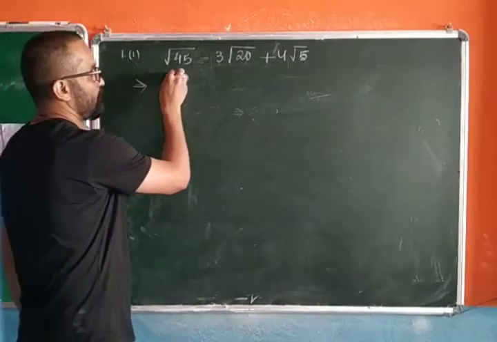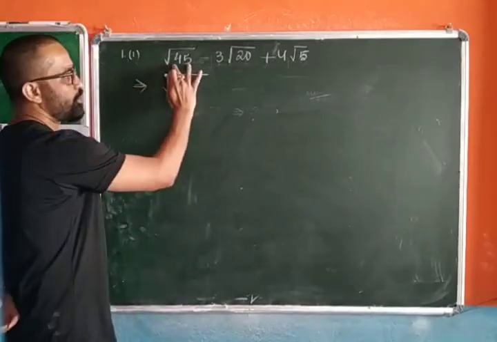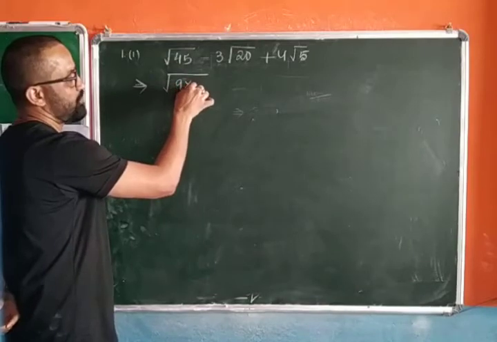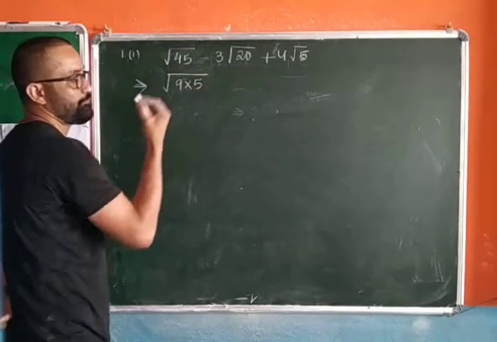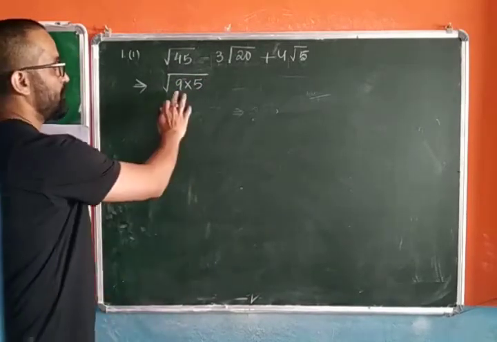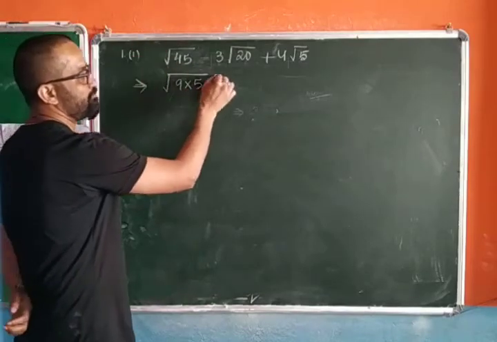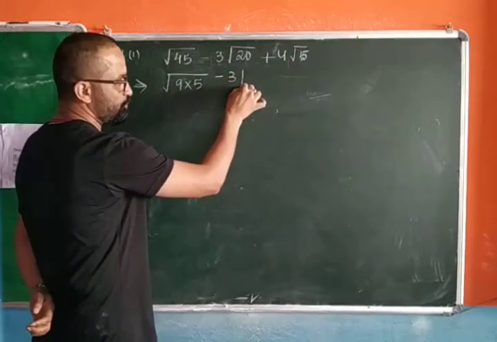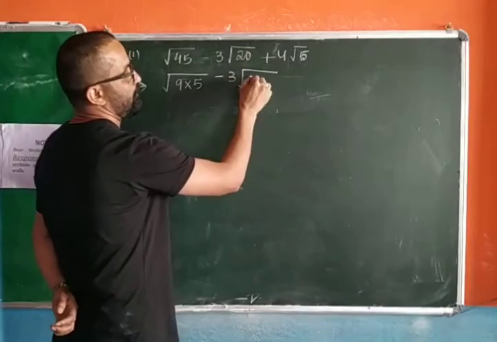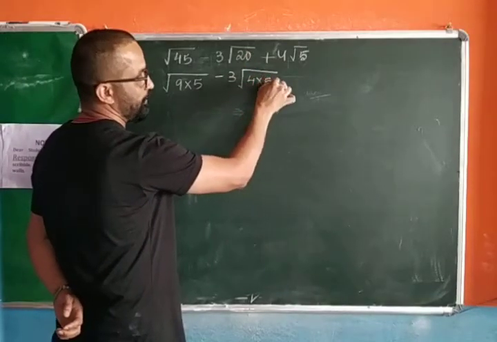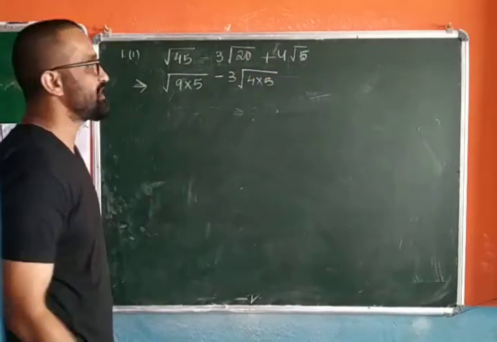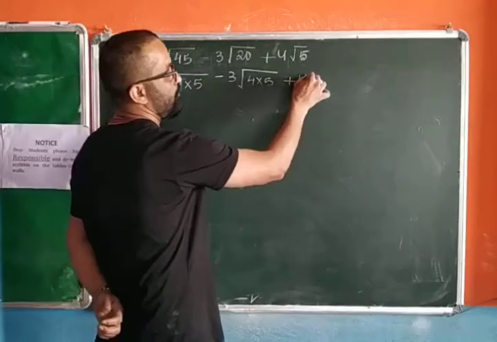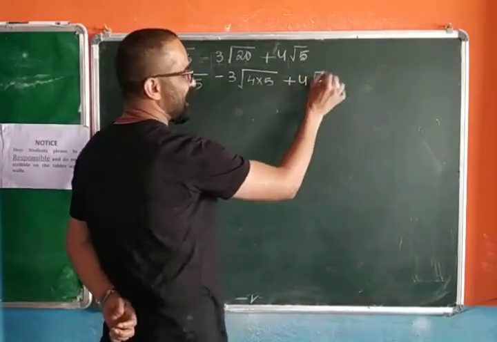You write root. This 45 can be written as root of 9 into 5. 9 multiplied by 5 is 45. Minus. Similarly, you write this 20 as 4 into 5. 4 into 5 is 20. Plus 4 root 5, you write as it is.